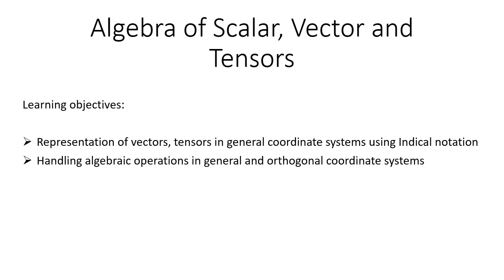So we will learn to represent vectors and tensors first in general coordinate systems using indicial notation, and then the next objective is how to handle various algebraic operations. Now, what are the algebraic operations? Normally, what you have are addition, subtraction, and the dot and the cross products and things like that. Okay, so these are the algebraic operations in general.